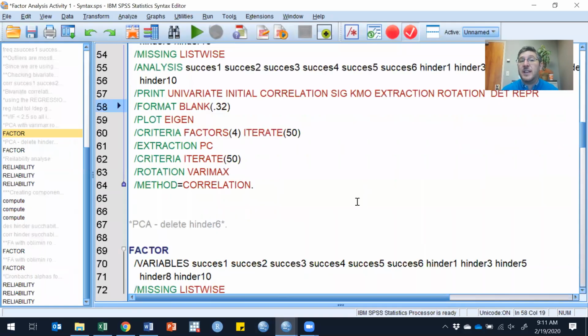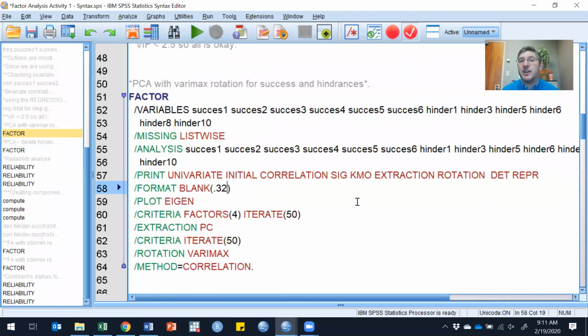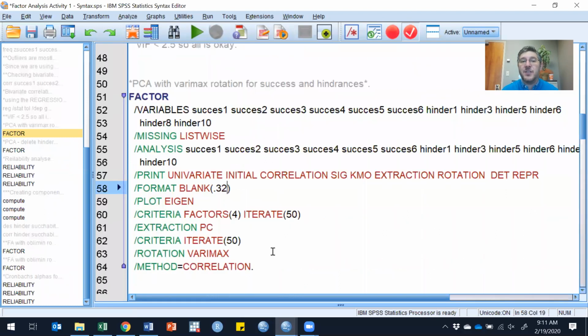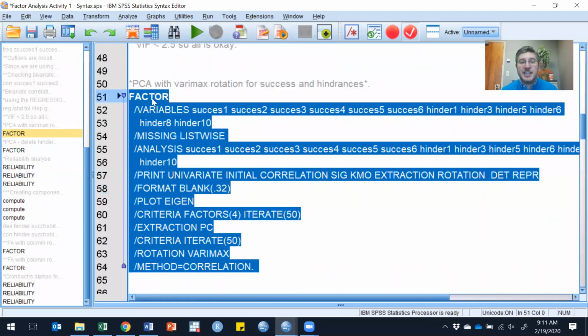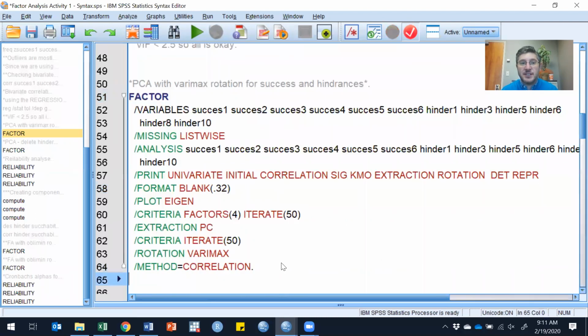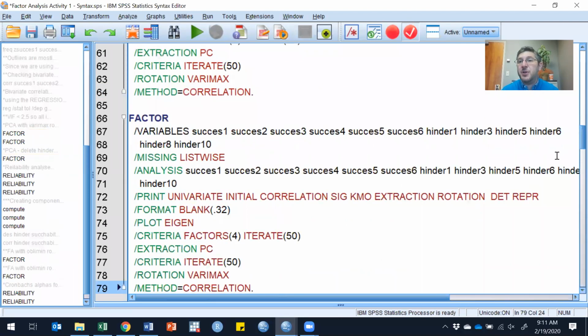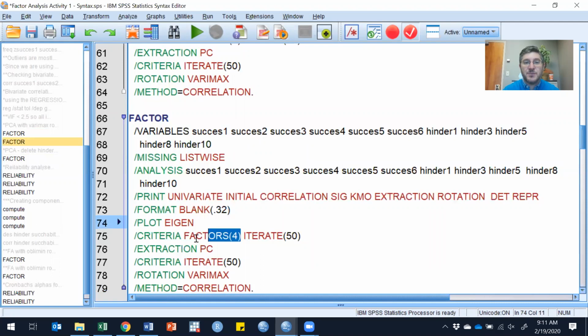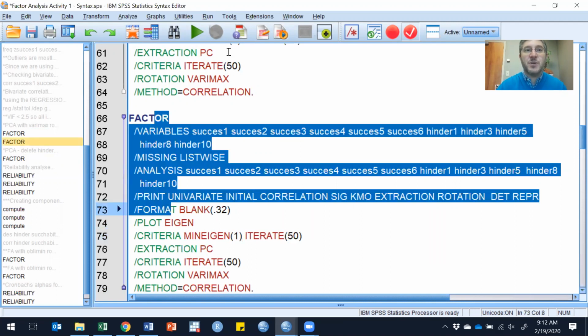So basically, to run this, all we need to do is just remove Hinder 6. We could copy this syntax, same syntax we used before. I'll copy it and just remove Hinder 6 from the list. Rerun the analysis. Well, let me change this back to, we were selecting minimum eigenvalues greater than 1.